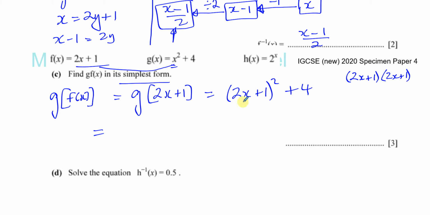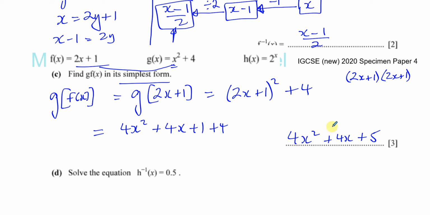Once you've got confident, you would be able to use a pattern for squaring brackets, which is quite easy, where you square the first term, and don't forget to square the 2 as well. So it's 2x times itself, which gives you 4x squared. And then you do 2 times 2x times 1, because when you expand a bracket which is identical like this, you're going to have 2x times 1 plus 1 times 2x. So it's 2 of those. So you're going to have 2 times 2x times 1, which gives you plus 4x. And then you're going to have 1 squared, which is 1, which represents the 1 times 1 at the end. And then you've got this plus 4 at the end. So in simplest form, this is going to be 4x squared plus 4x plus 5.